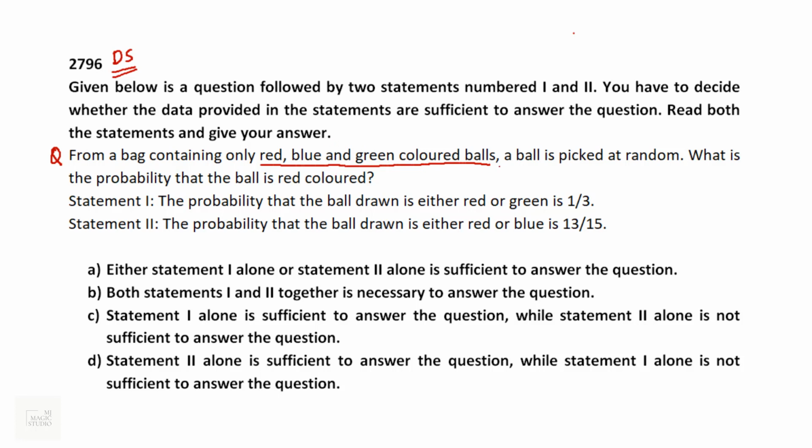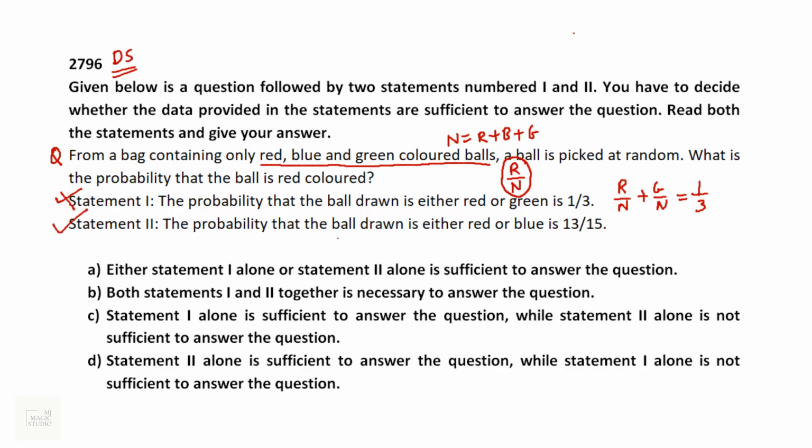Since only one ball is picked at random, the probability we are looking for is R by N, where N equals R plus B plus G, the total number of balls in the bag. We are looking for this fraction. Now see whether we would be able to find the value of this fraction or not. Statement 1 says the probability that the ball drawn is either red or green, that means R by N plus G by N, is 1 by 3. With this statement alone, we are not in a position to find the value of R by N. Statement 1 alone is not sufficient.